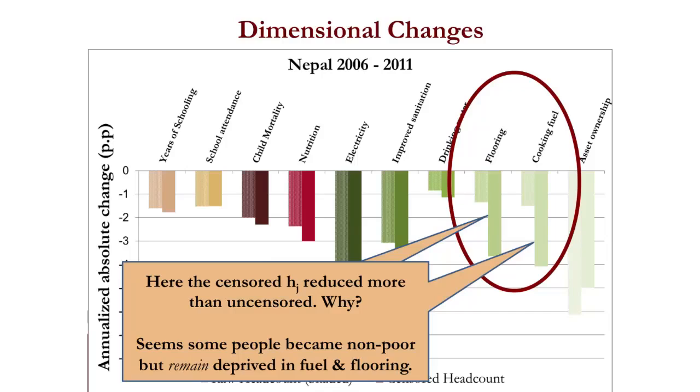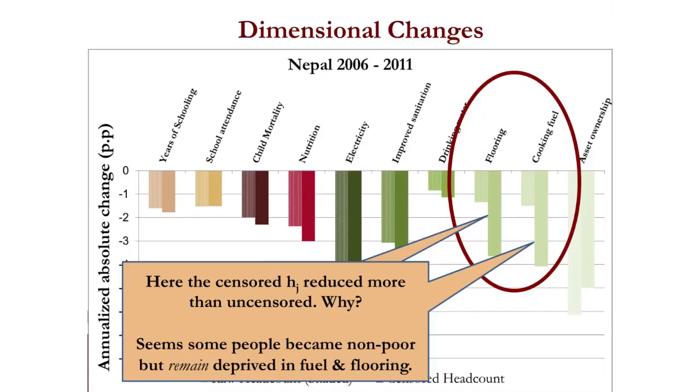Good. But it might happen that a person is still deprived in nutrition, but because there was an improvement in education, is no longer poor. So that's why we need to look at both. We need to look at censored and uncensored head counts and see how they relate. So looking at flooring and cooking fuel, what do you think happened in Nepal between 2006 and 2011? There was a reduction in both, but the reduction was much stronger in censored head counts.